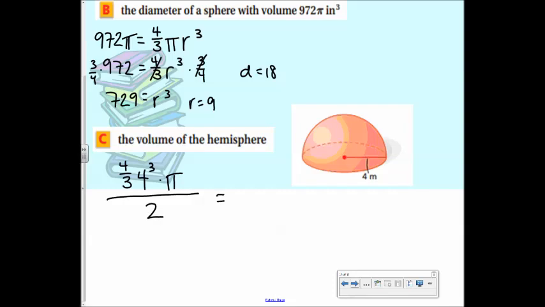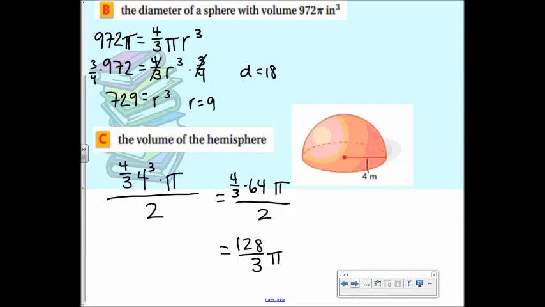Alright, so 4 times 4 is? 16. Times 4 is, that's right, 64. So 4/3 times 64 pi divided by 2. So go ahead and do that on your calculators or anywhere in your head. It's a fraction. 128 over 3. 128 over 3 pi. Perfect. 128 over 3 pi.